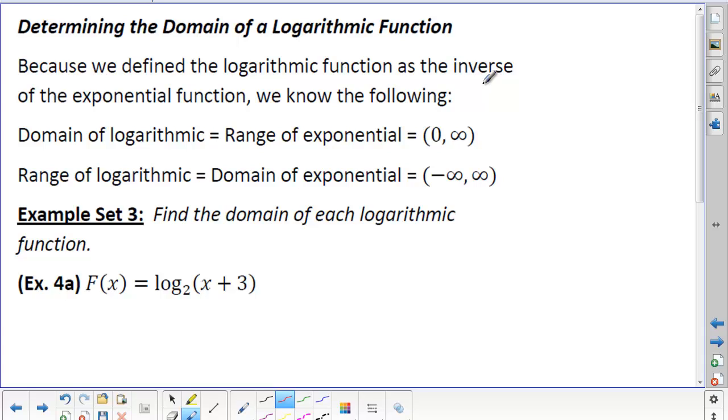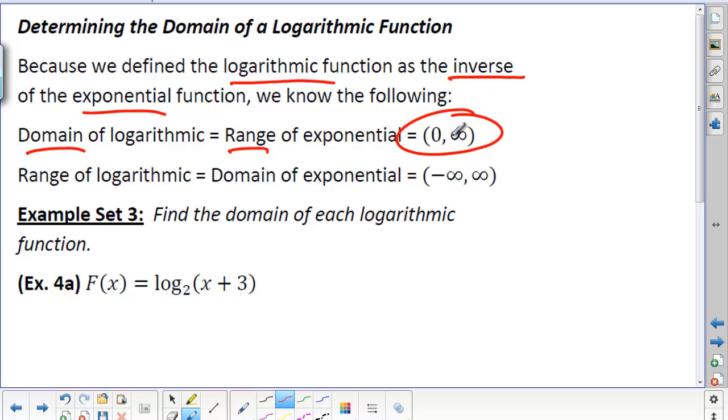Okay, next part here. Determine the domain of a logarithmic function. So we can use what we know about exponential functions and inverse functions to reason this out. We said that the logarithmic function was the inverse of the exponential function, right? And since those are inverses, the domain and the range switch places. Remember we said that? So the domain of our logarithmic function is going to be the same as the range of our exponential function, which, if you'll remember, is from 0 to infinity.